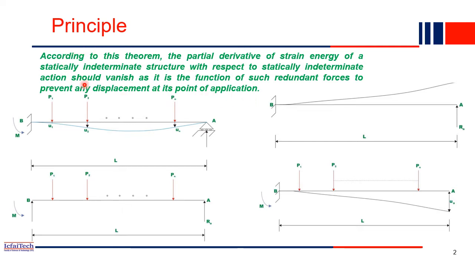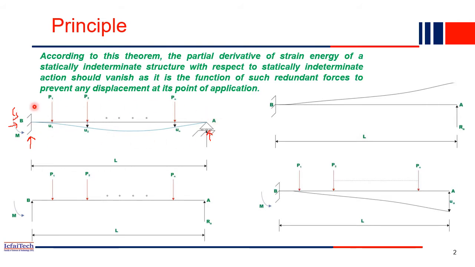So let's elaborate it in more detail, the principles of the theorem of least work. So this is a beam, if you consider, an indeterminate beam with an order of 1. How? This left hand end B is nothing but a fixed end. So we have 3 reactions, horizontal, vertical, and a moment. So we have 3 here, and at this end we have 1. So total 4 reactions are there, and we have only 3 equilibrium equations.